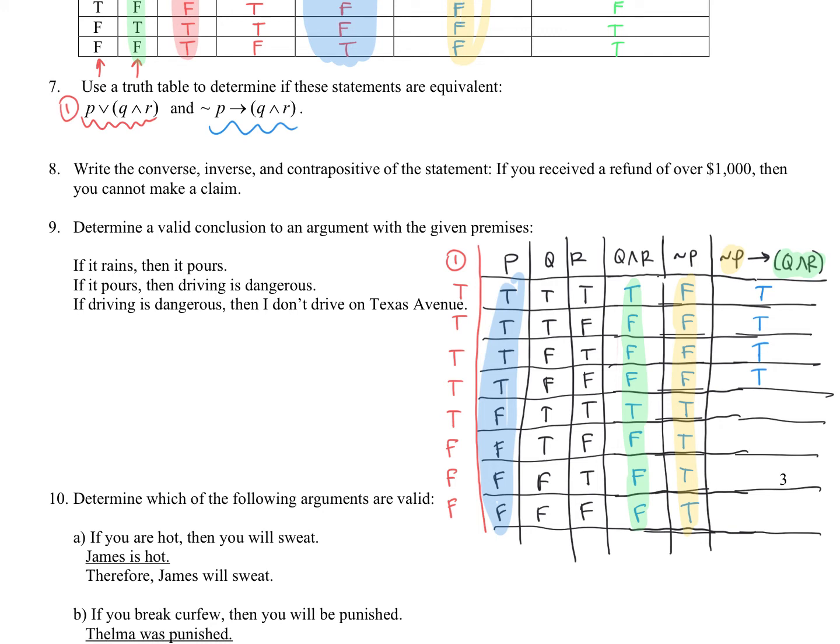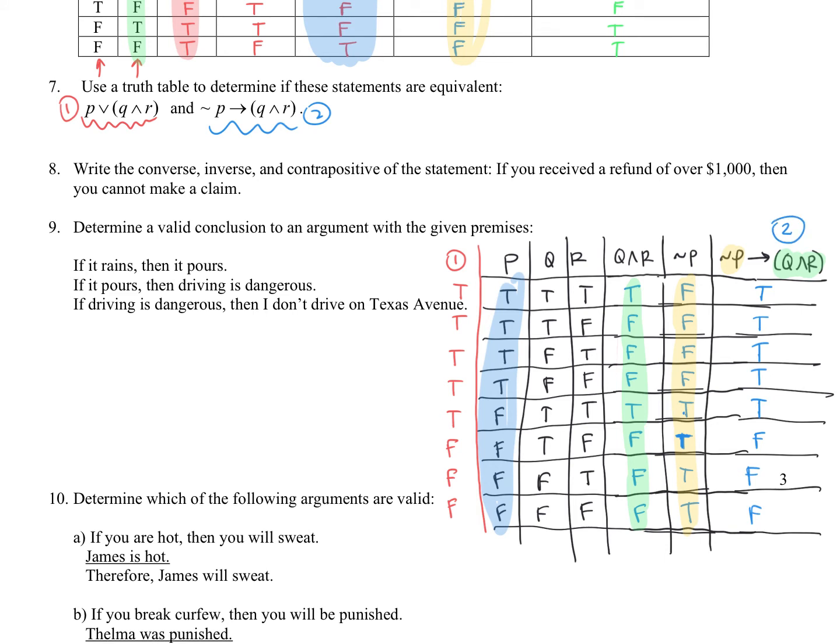All right. So if the first thing is true and the second thing is true, then we're good. That's true. If the first thing is true and the second thing is false, that is false. First is true, second is false, that's false. First is true, second is false, that's false. All right, so now we have the blue part. That's number 2.